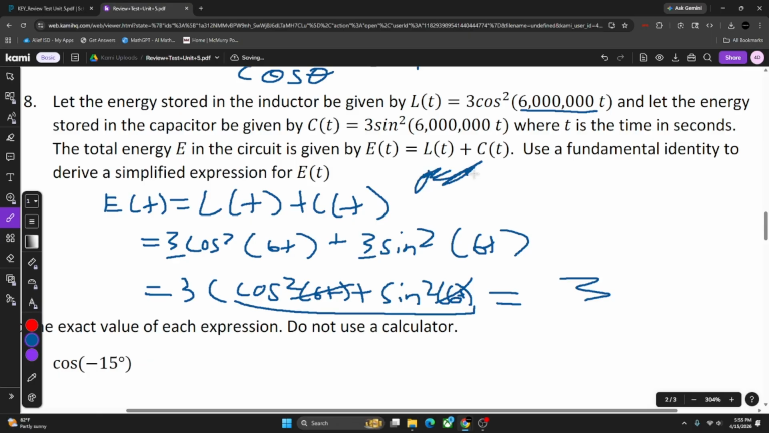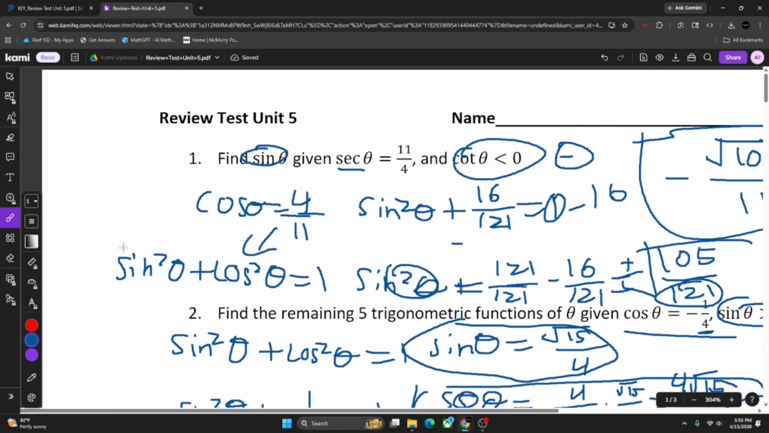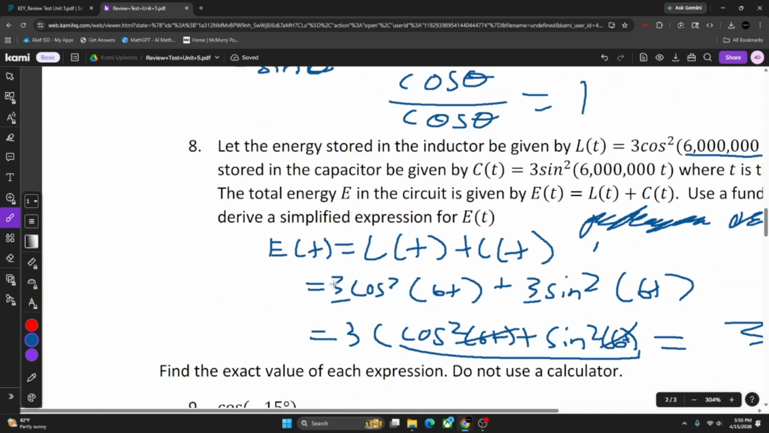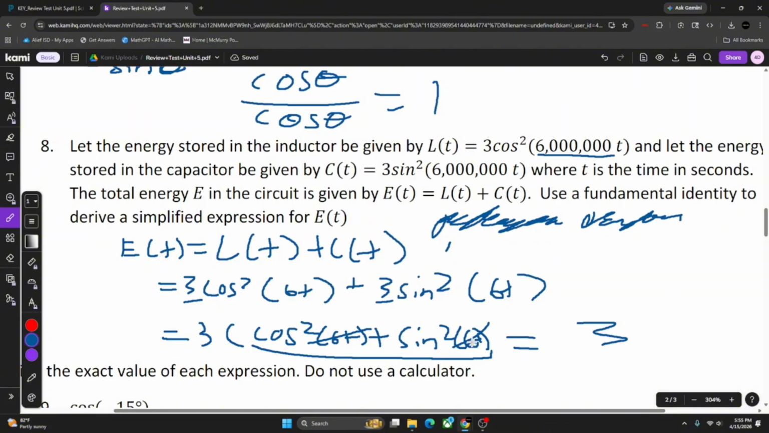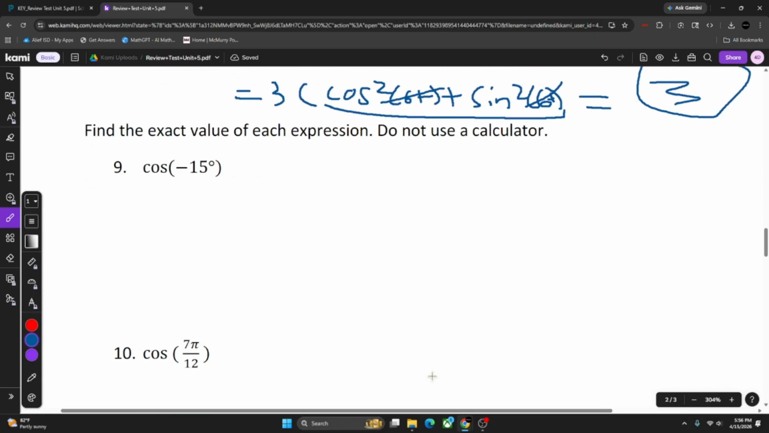Pythagorean identities. You remember the formula? I'll scroll back up. This formula. So it's equal to that, man. So if you add them, you get what I mean, right? So it's 1. So 3 times 1 is equal to 3. So that's your answer. Pretty simple. I hope I broke it down good enough. All right, here.